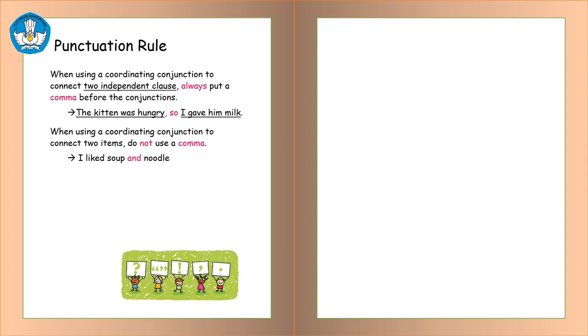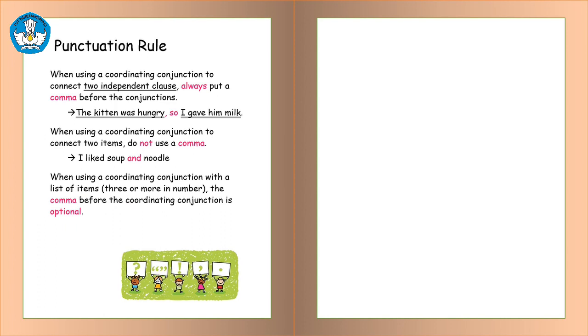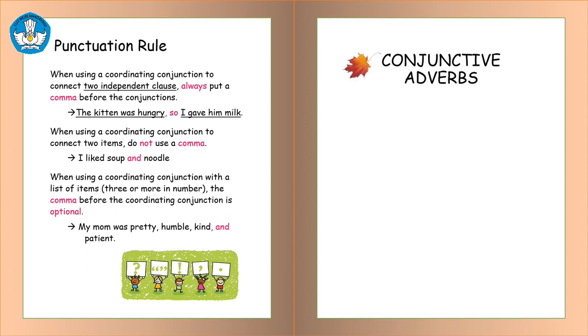The third, when using a coordinating conjunction with a list of items, three or more in number, the comma before the coordinating conjunction is optional. For example, my mom was pretty, humble, kind, and patient. You may put a comma here or go without a comma before the conjunction.